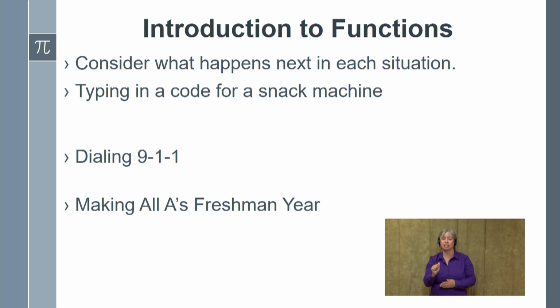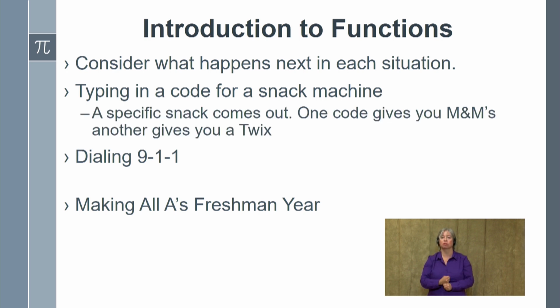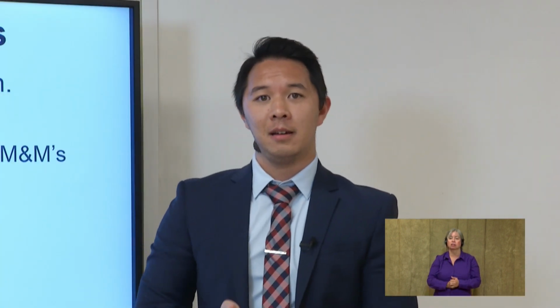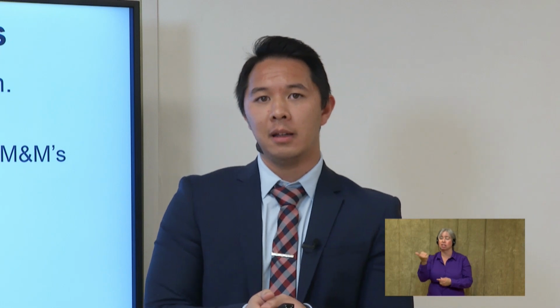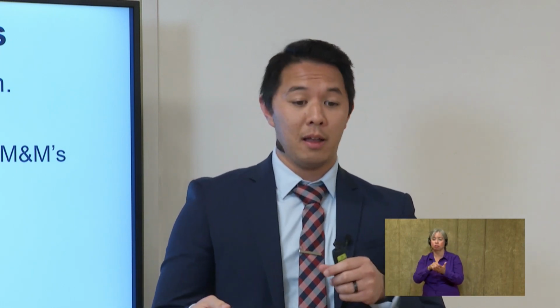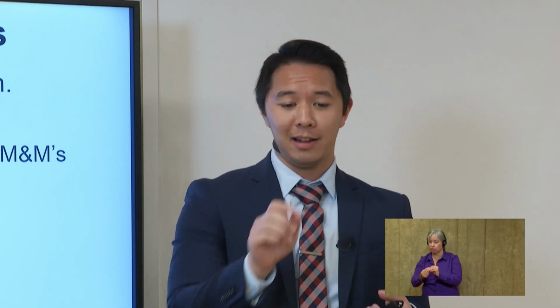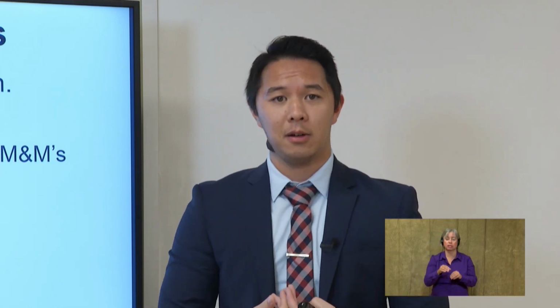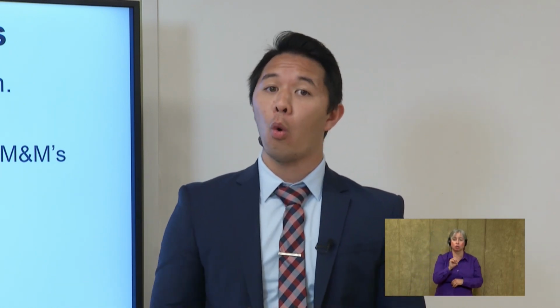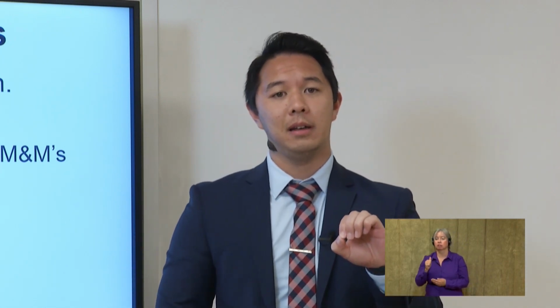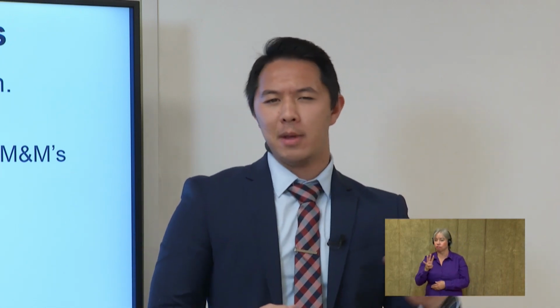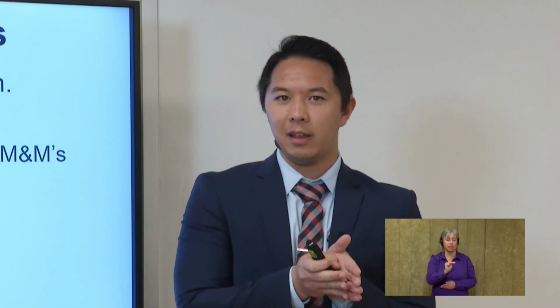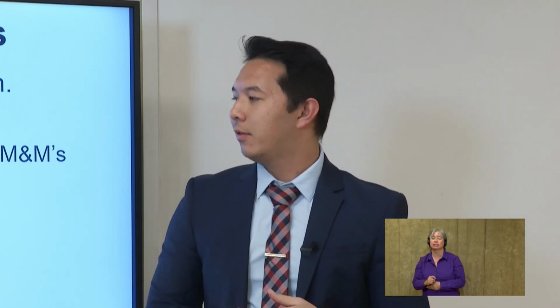When we're looking at this snack machine idea, if I type in that code A4, a specific snack is going to come out. If I put that money in and I want M&Ms, I type in the code for M&Ms and that's what I'm going to get. But if I wanted Twix, I'm going to type in another code and that's what I'm going to get. So unless the machine is wrong or broken, you're going to type in one code and you're going to expect a certain outcome and you're not going to get something else. On the other hand, you're not going to type in A4 and get both M&Ms and Twix. So a specific input is going to give you a very specific output.